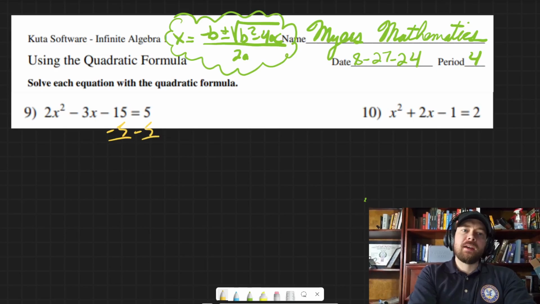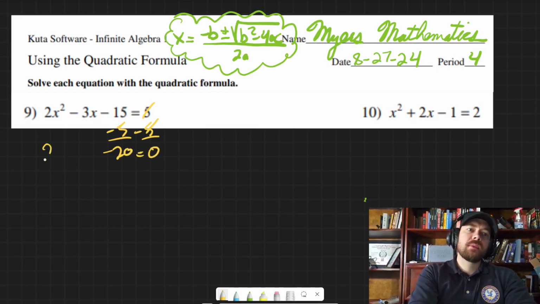So minus 5, minus 5. Negative 15 minus 5, that's negative 20. Add those two negatives together. 2x squared minus 3x minus 20.